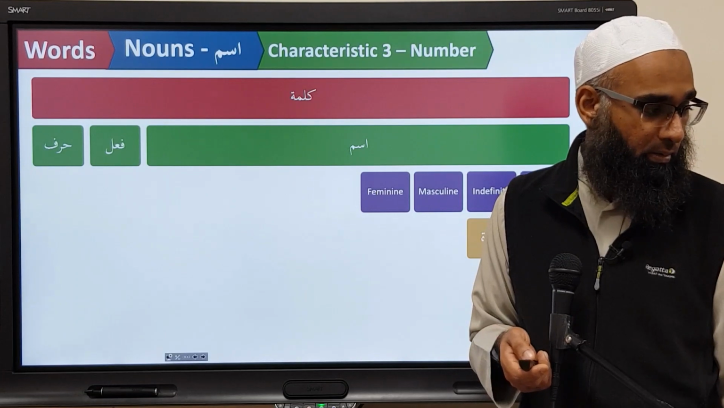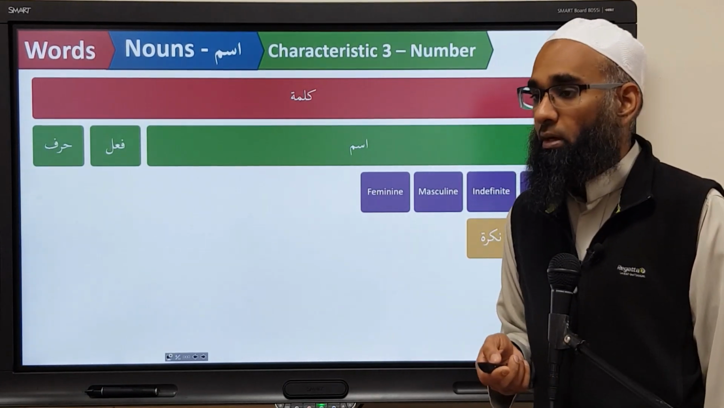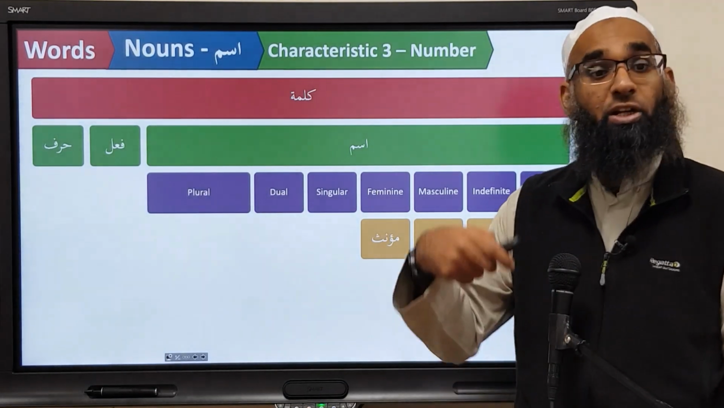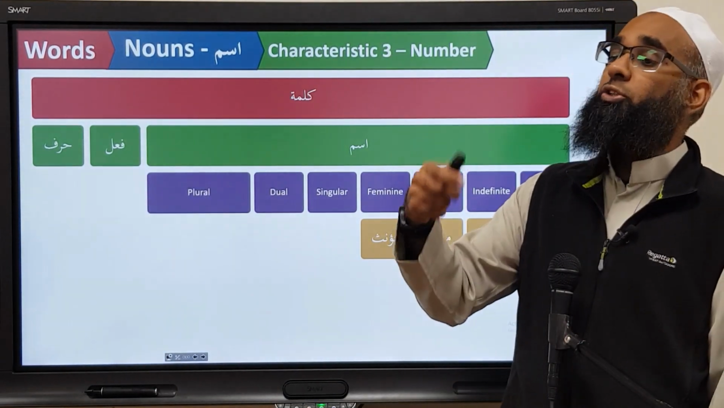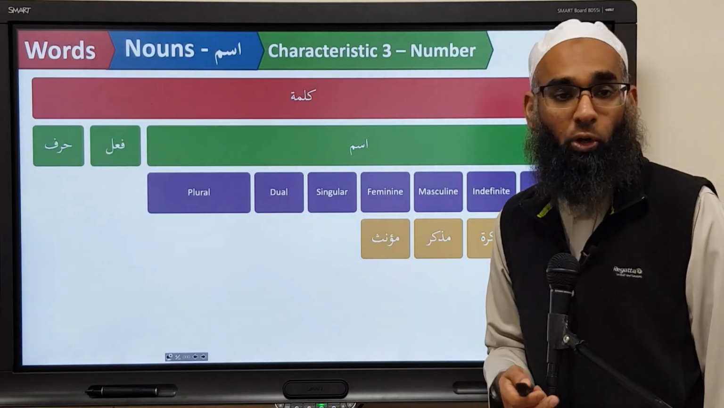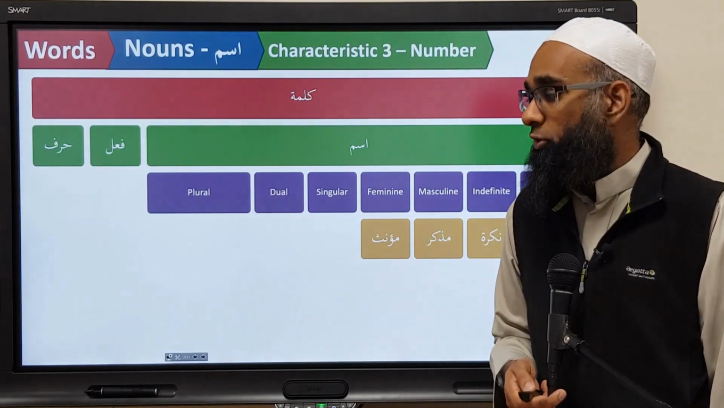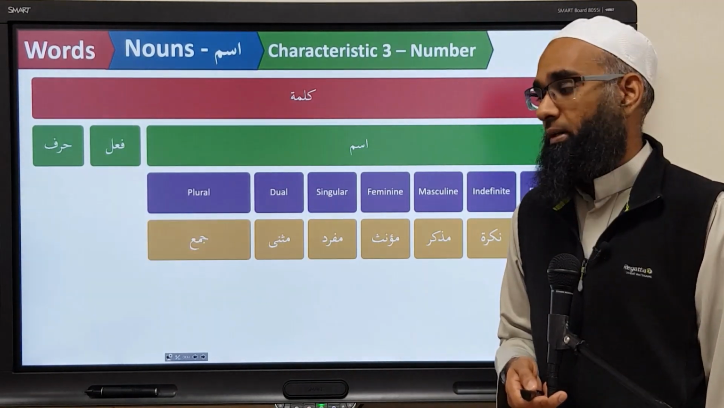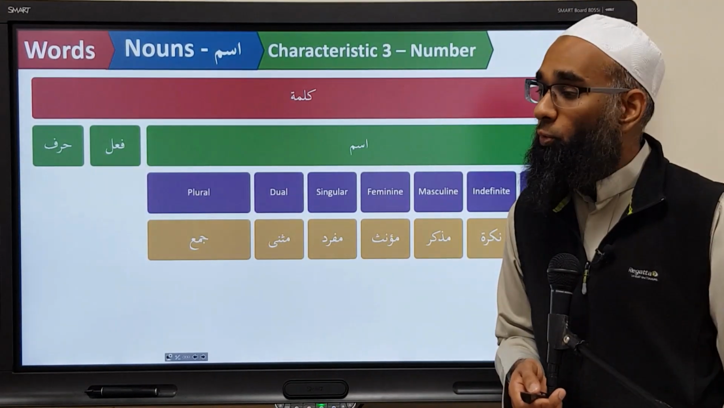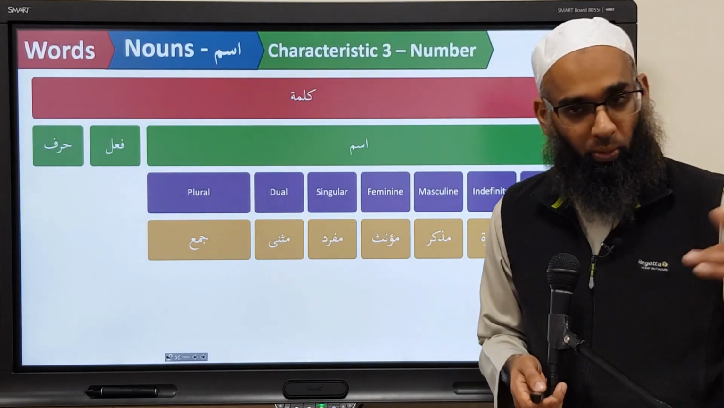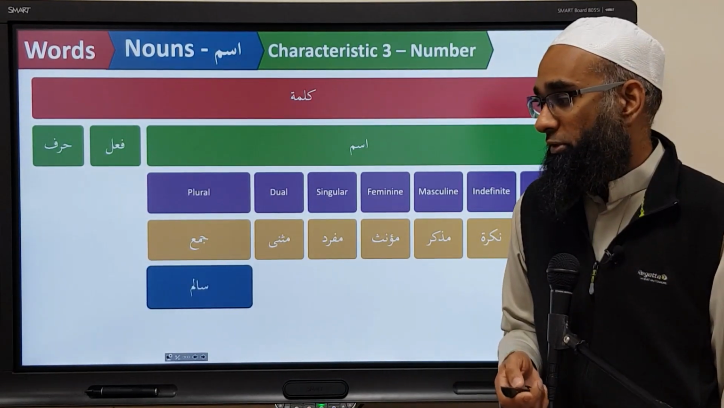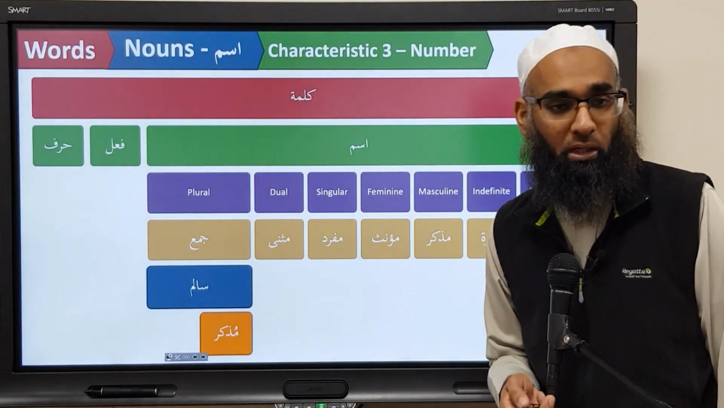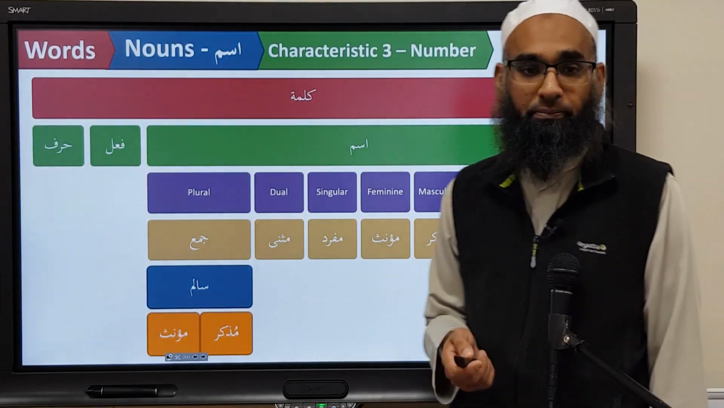Then we have masculine and feminine. Masculine is mudhakkar, and feminine is muannath. Very good. Then we have singular, dual, and plural in Arabic. Singular is called mufrad. Dual is called muthanna, and plural is called jama'. How many types of jama' are there? We've done two, regular and irregular. What do you call regular? Salim. And then it can be jam'ul mudhakkar as-salim and jam'ul mu'annath as-salim.